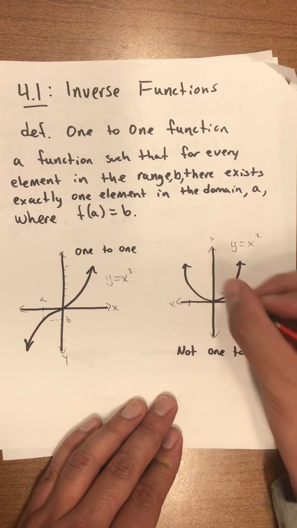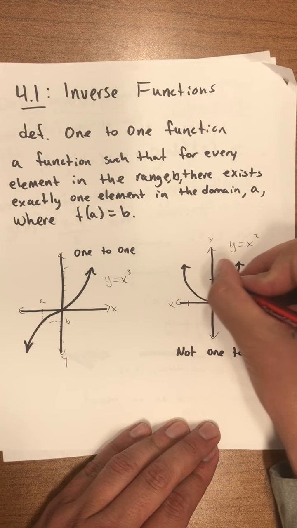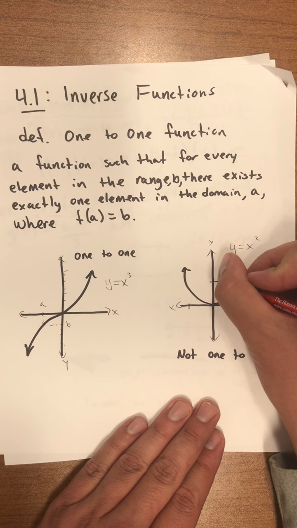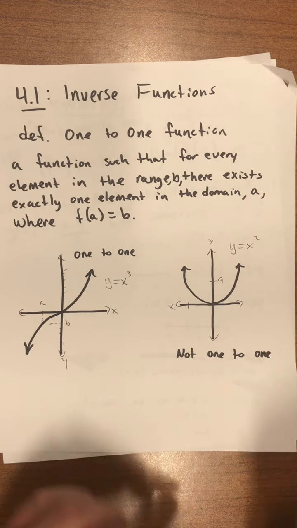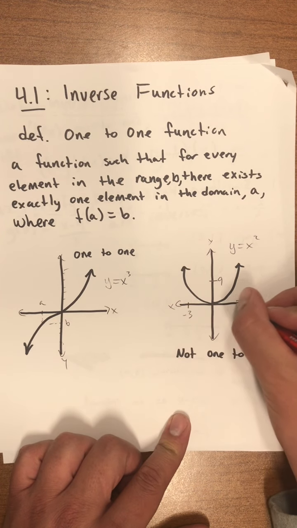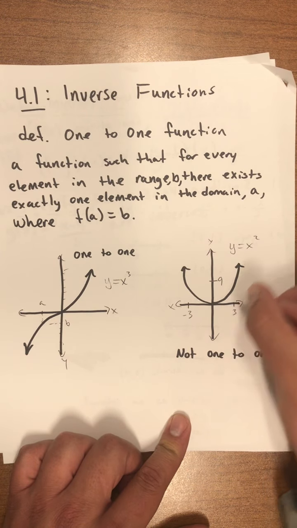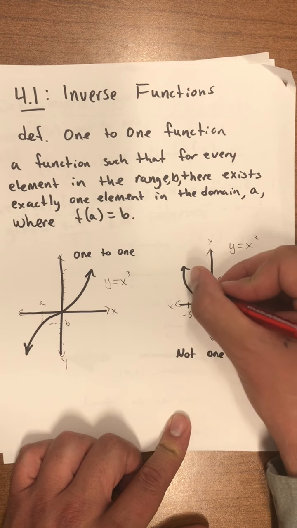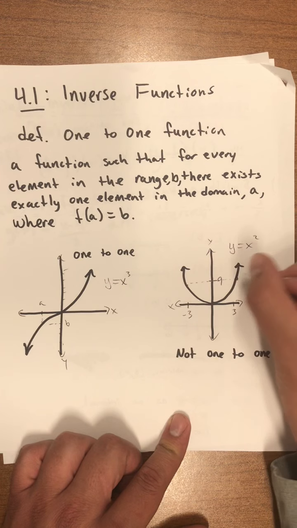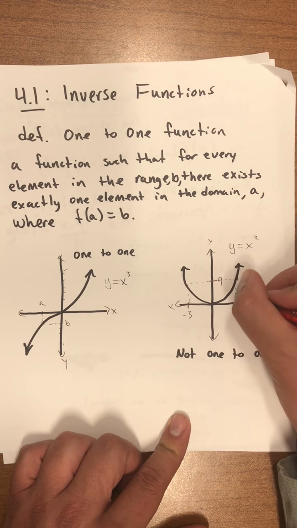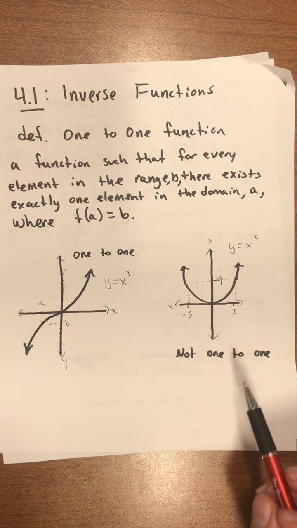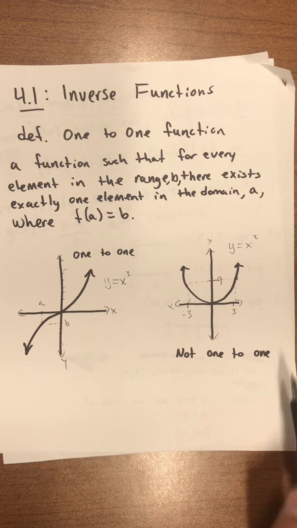So let me give you an example. If we looked at the y-axis at y equals 9, so the output of 9, which is an element in the range, well, when x equals -3 and x equals +3, we get the output of 9. So y equals x squared, of course, is a function, but it is not one-to-one.